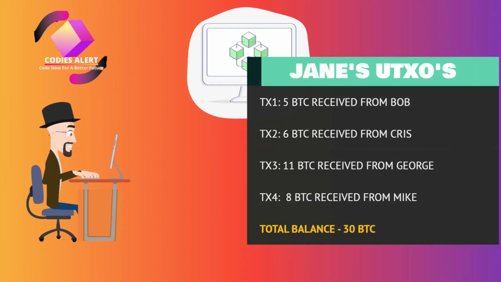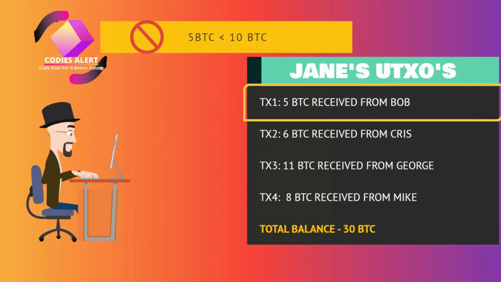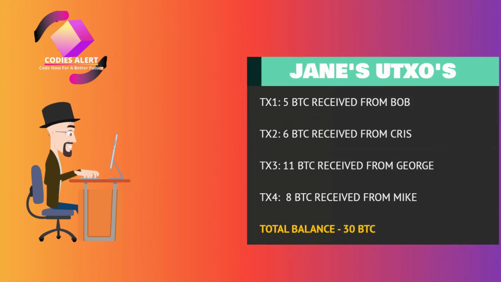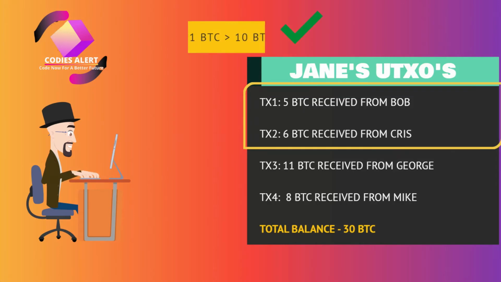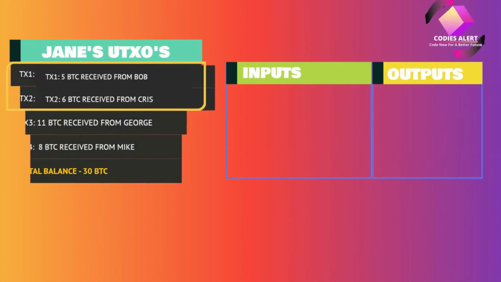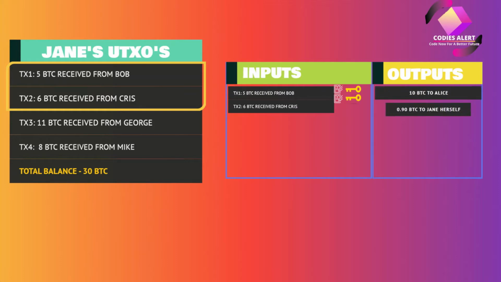For example, Jane has 4 UTXO in her wallet. Since Jane is trying to send 10 Bitcoins to Alice, the wallet provider will check the balance on the first transaction. If the balance is greater than 10, then this transaction will be used as input. Else the wallet provider will read the second transaction and check the combined balance of transaction 1 and transaction 2. If the balance is greater than the total amount Jane is trying to send, the provider will use these 2 transactions as input to prepare the transaction. The wallet provider will sign these 2 transactions with Jane's private key.